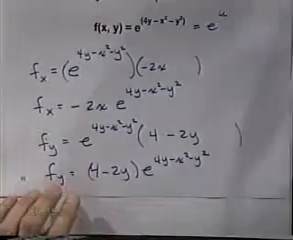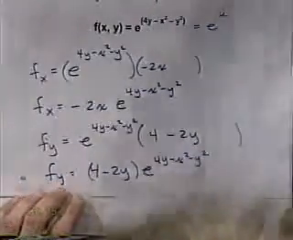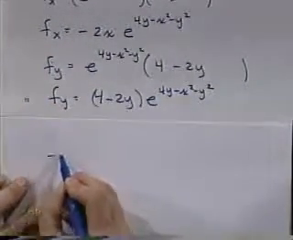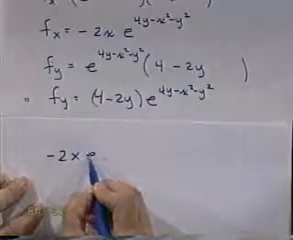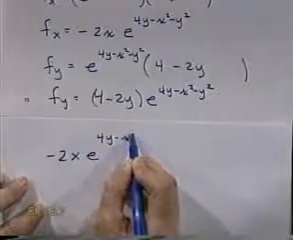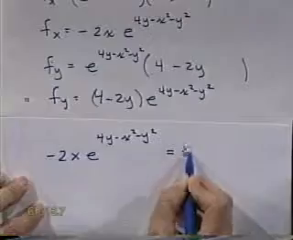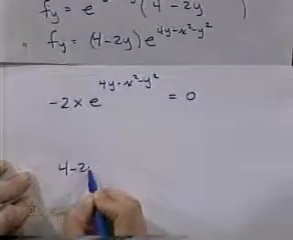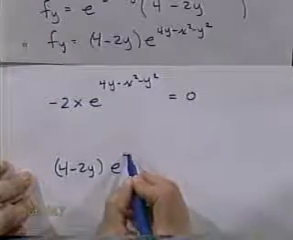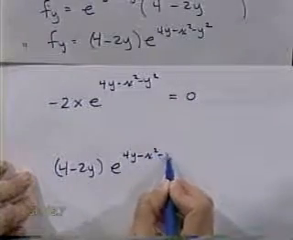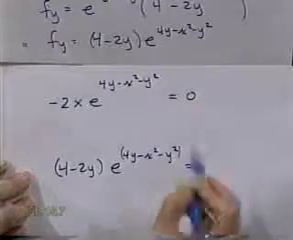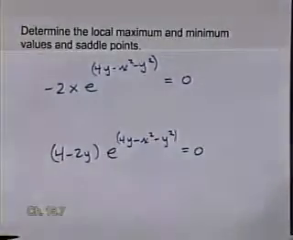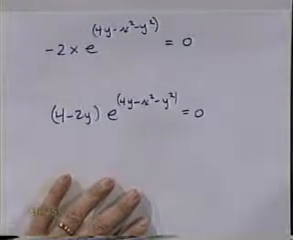Okay. Now, what do we do next? We have to have the partial with respect to x, which is minus 2x e to the (4y minus x squared minus y squared), equal to 0. And we also need the partial with respect to y, which is (4 minus 2y) quantity, e to the (4y minus x squared minus y squared), equal to 0. Okay? And you go, my goodness, how do I solve that? Well, this isn't that bad, and let's talk about why.